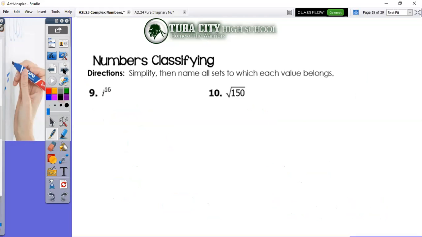All right, I to the 16. Let's go ahead and take 16 and divide it by 4. That's going to be an even 4 with no remainder, right? Because we know that 16 divided by 4 is not going to have any remainder. 4 times 4 makes 16. So this would be I to the 0.